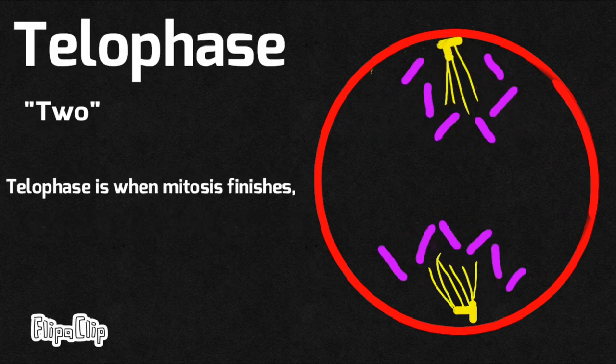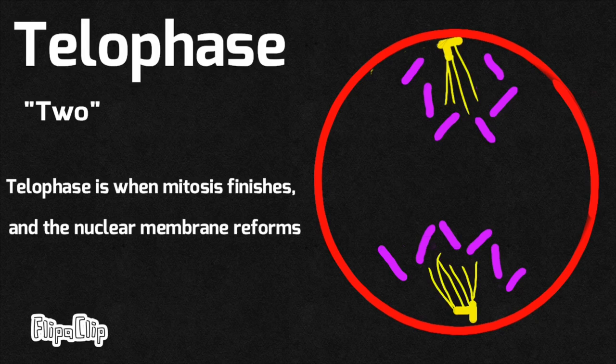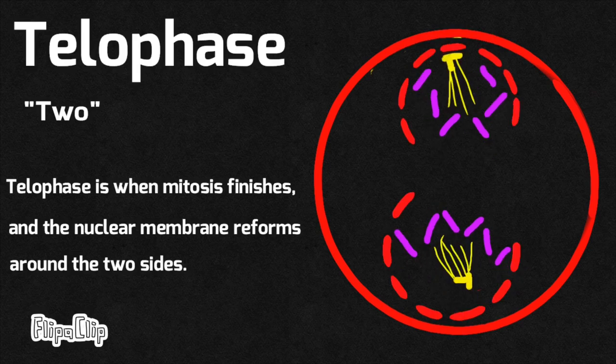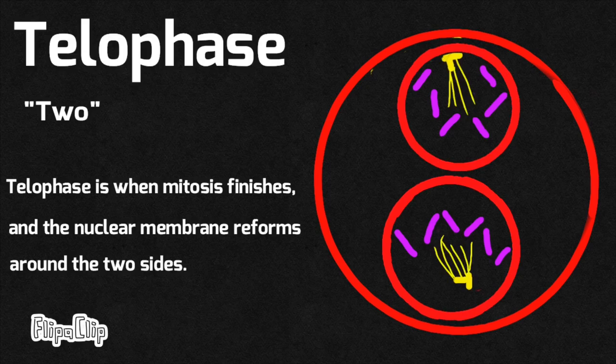Telophase, the final stage of mitosis. This begins when the chromatids reach the opposite sides of the cell. Then a new nuclear membrane grows around each set of chromosomes. After all this is done, the cell gets ready for independent existence.